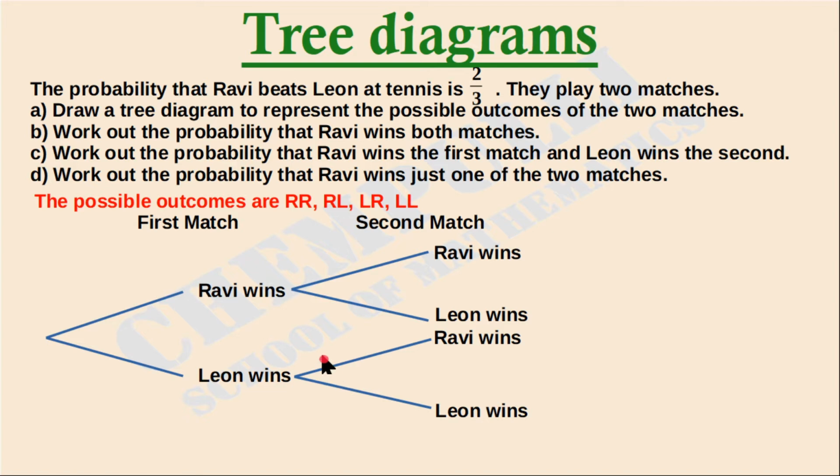Okay, then the meaning of this part, first we can check this part. First match Ravi wins. This branch represents first match Ravi wins, second match Ravi wins. Then this one, first match Ravi wins, second match Leon wins. This branch represents first match Leon wins, second match Ravi wins. Then this branch represents first match Leon wins, second match Leon wins. Okay, these are all the possible outcomes.